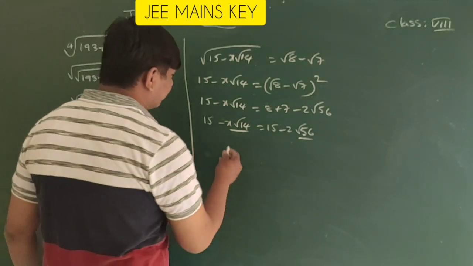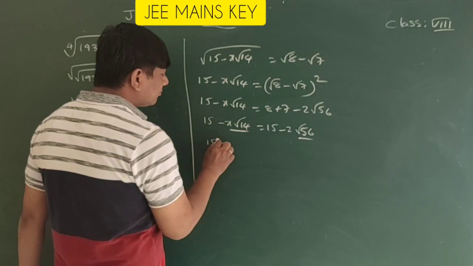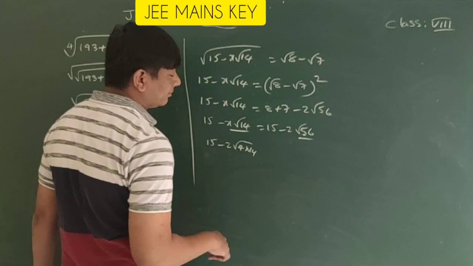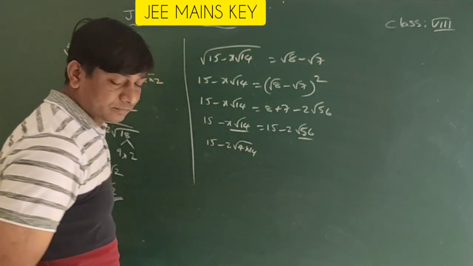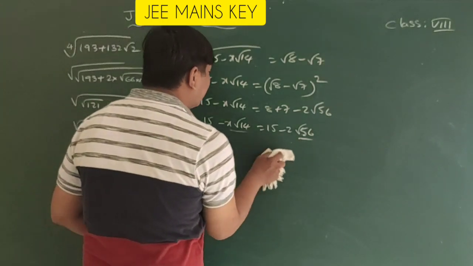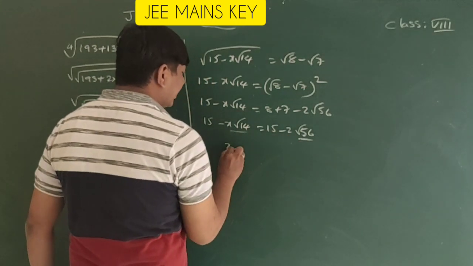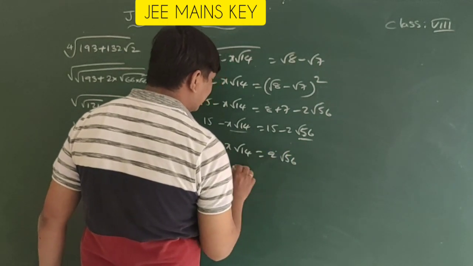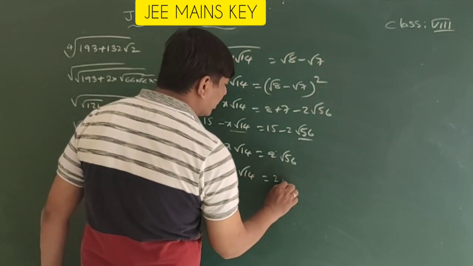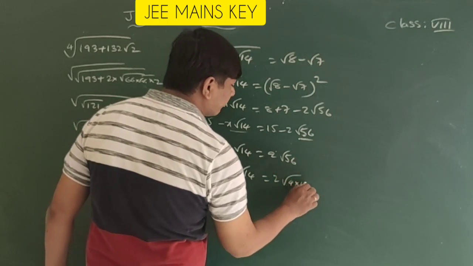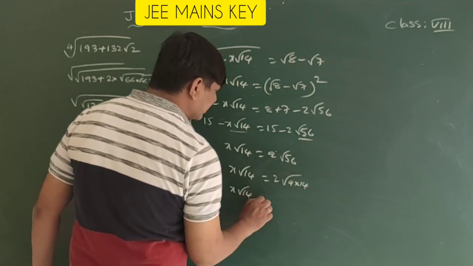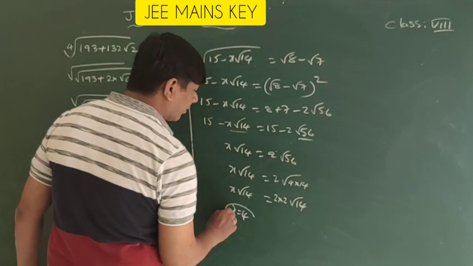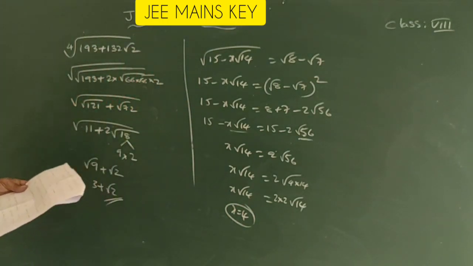X is equal to 4. 15 minus 2 into 2 square 4 into 14. Okay, still you have any doubt? You make it here x root 14 is equal to 2 root 56, that is x root 14 is equal to 2 into root 4 into 14. Now x root 14 is equal to 2 into 2 into root 14. X is equal to 4.